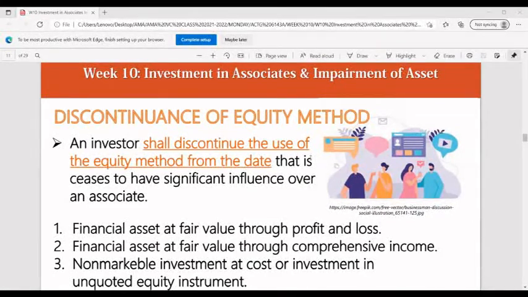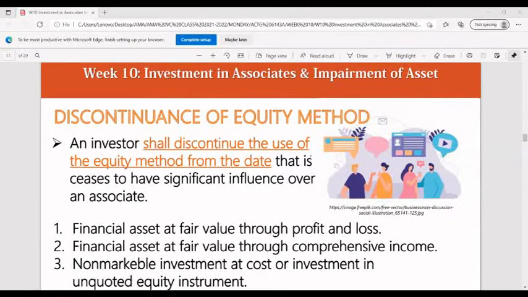So discontinuance of equity method: an investor shall discontinue the use of the equity method from the date that it ceases to have significant influence over an associate. Ito, if you wanted to stop or cease na yung shares mo, kukunin mo na yung shares mo, hindi ka na mag-invest sa kanila.